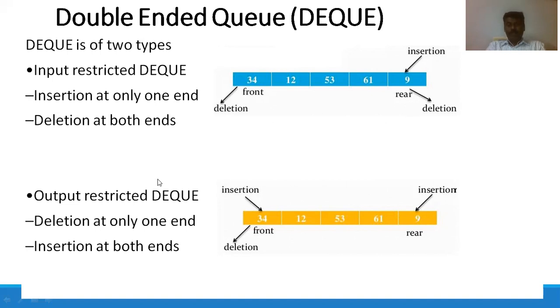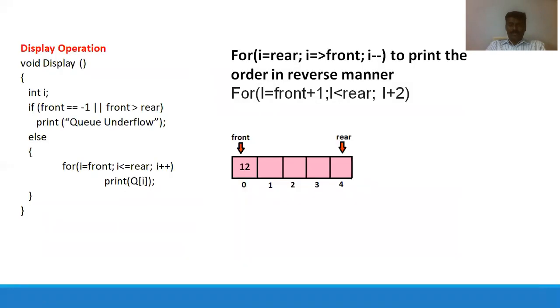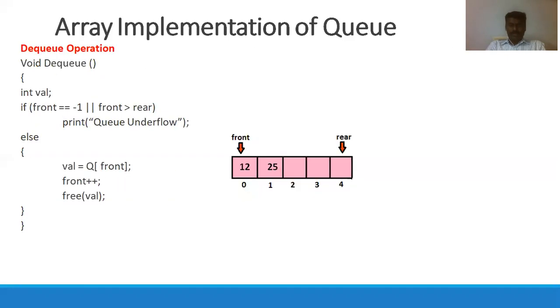The next one is the output restricted double-ended queue. Here inserting is possible at the two positions, but deletion is possible only at the front position. It's called an output restricted double-ended queue. Okay, these are the important contents we are discussing in today's session. Just go through all the topics.